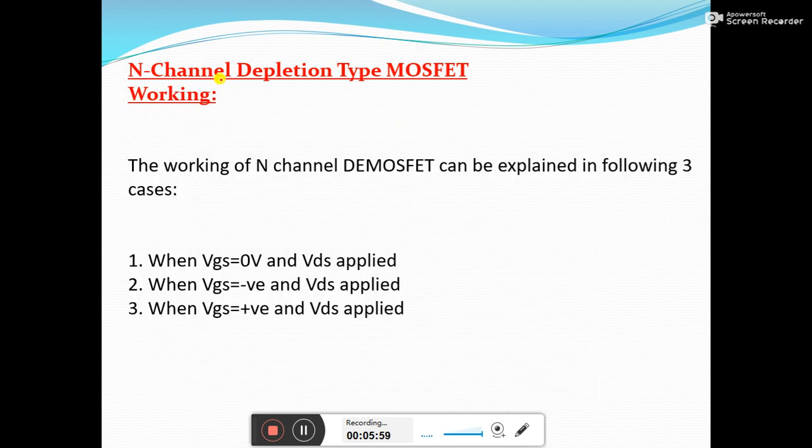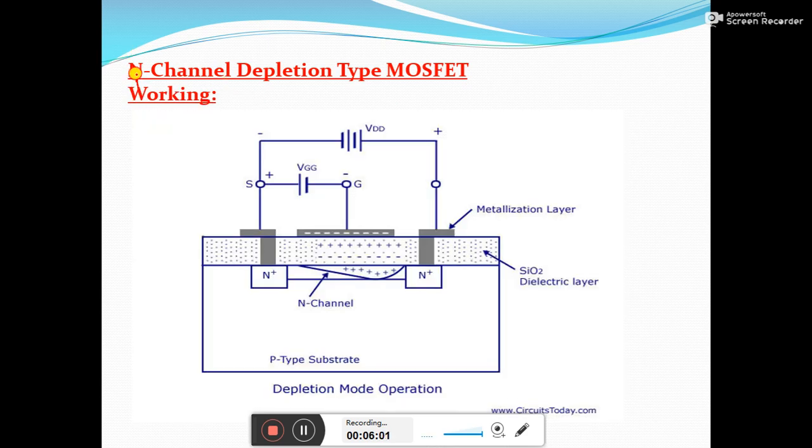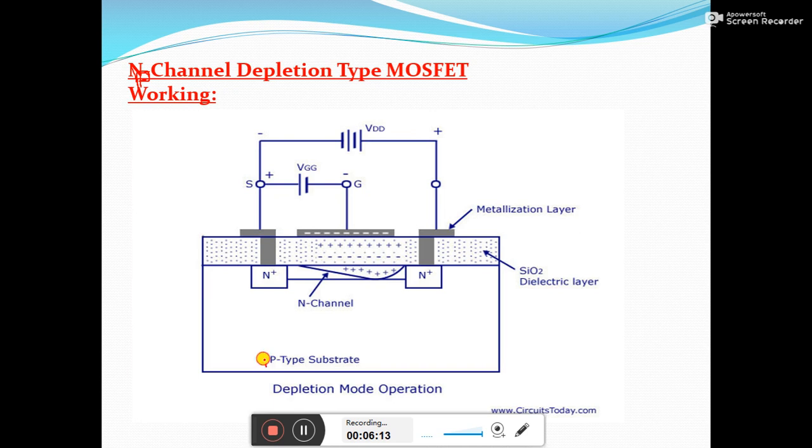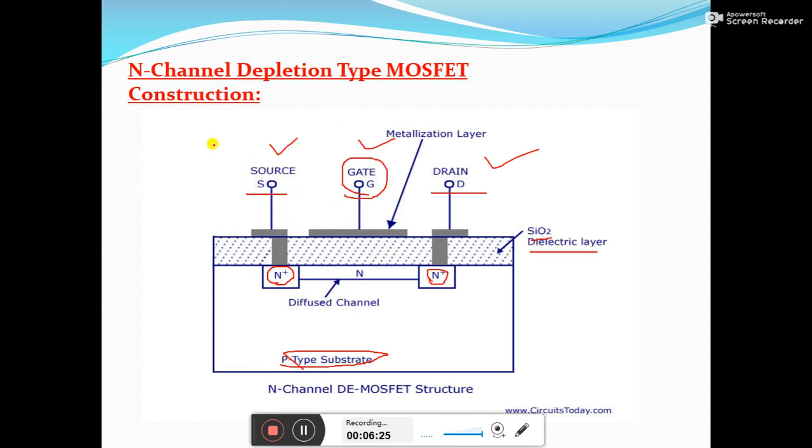And in case of P channel depletion type of MOSFET, the difference you can see here. In case of N channel, P type of substrate was taken, and in case of P channel, N type of substrate. Sorry, 1 second. So here I have explained the working directly. Let's go to the previous slide. So here, in case of P channel depletion type of MOSFET, the only difference is that the substrate would be of N type material.